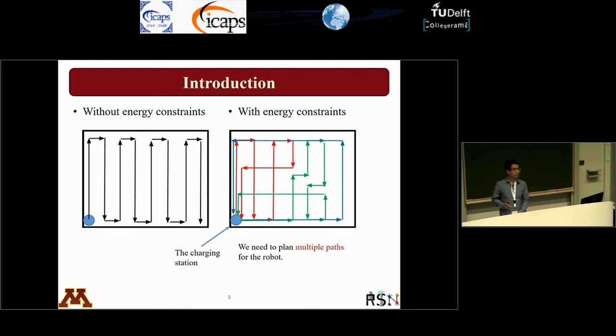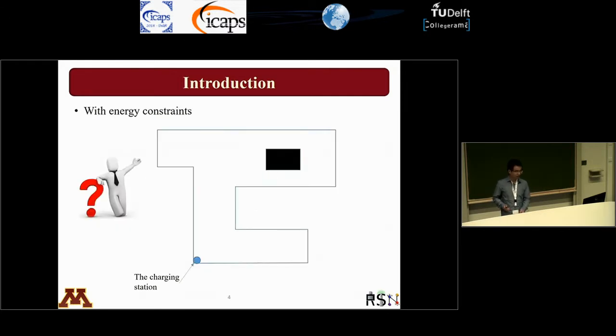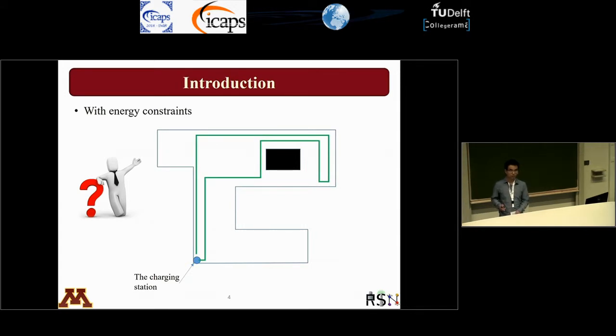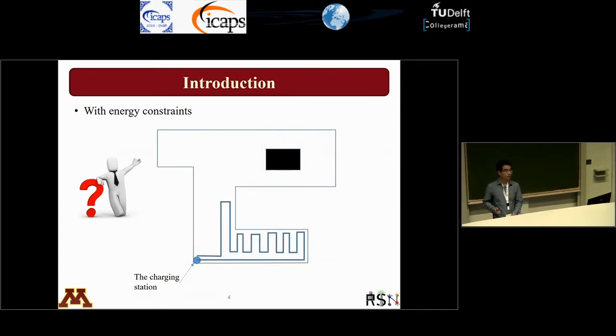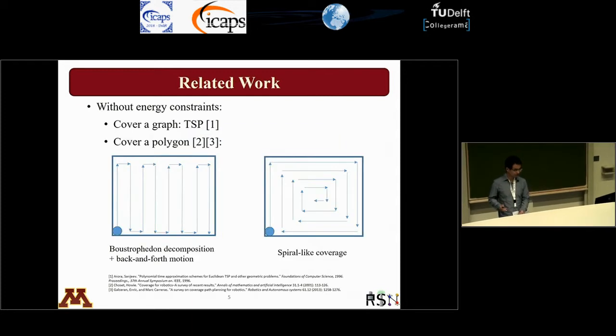So with the energy constraints, we may need to plan multiple passes for the robot in order to fully cover the given environment. And between two passes, the robot needs to visit the charging station to get fully recharged to continue work. So with the energy constraints, we can ask this question: should my robot cover further area first, or should I cover the neighborhood of the charging station to minimize the total energy consumption?